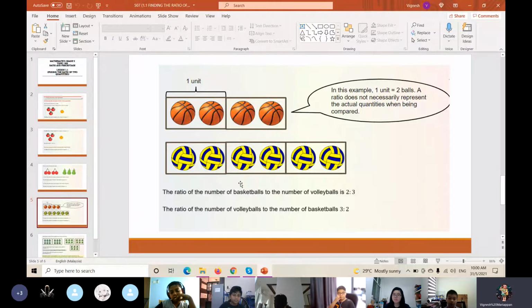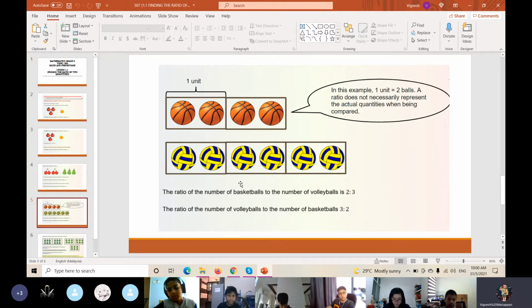Now, since the question is about the units, if you want to find the ratio of these 2 balls, you also have to count the unit number. Okay, let's say the ratio of the number of basketballs to the number of volleyballs. What is the ratio? The number of basketballs to the number of volleyballs. 2 to 3. Very good.